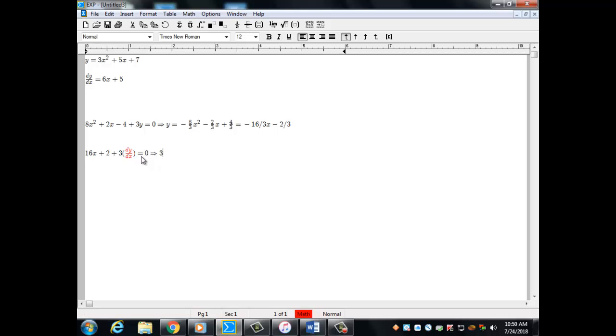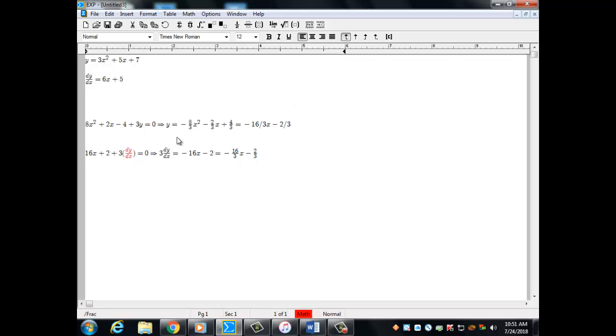Let's do it this way. 3 dy/dx equals negative 16x minus 2. Do we agree? Now, how do you solve for dy/dx? Divide everything by 3, which would yield your final result of negative 16 thirds x minus 2 thirds, which you'll see is what we have here.